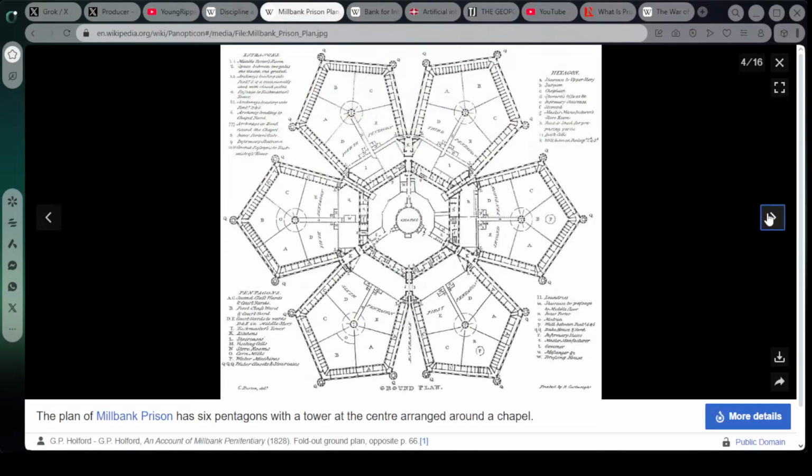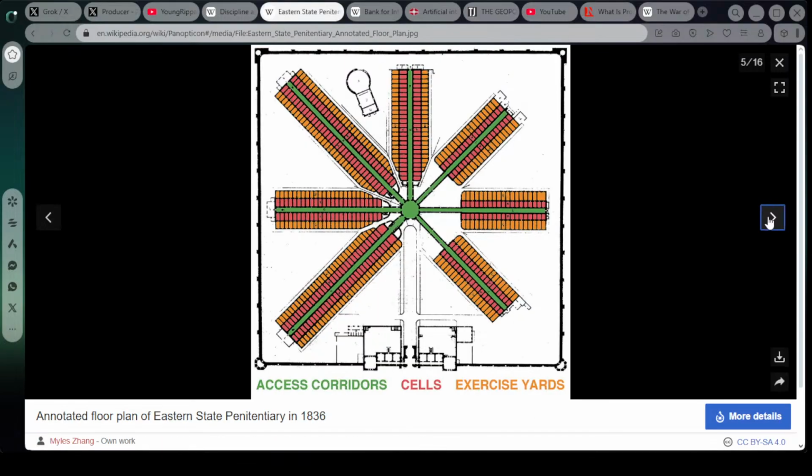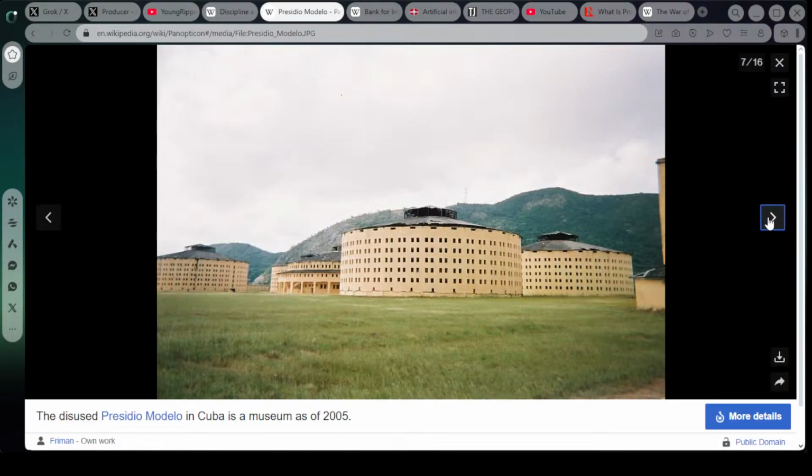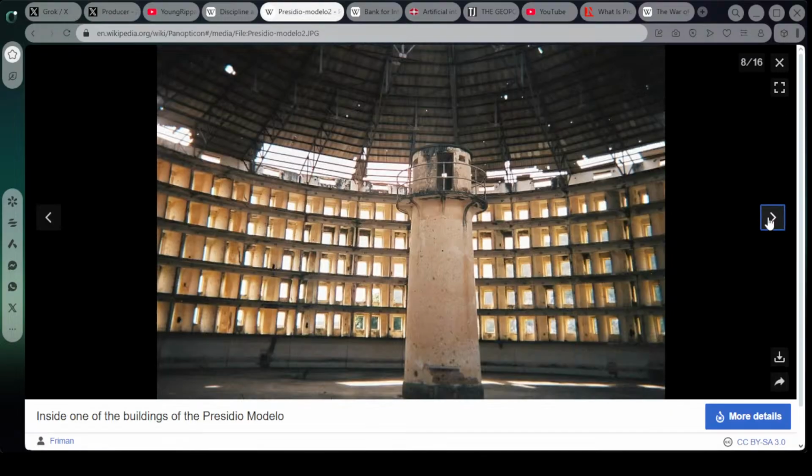Here's another design. See, it's all about that central tower and everyone around the central tower not knowing if they're going to be observed or not.